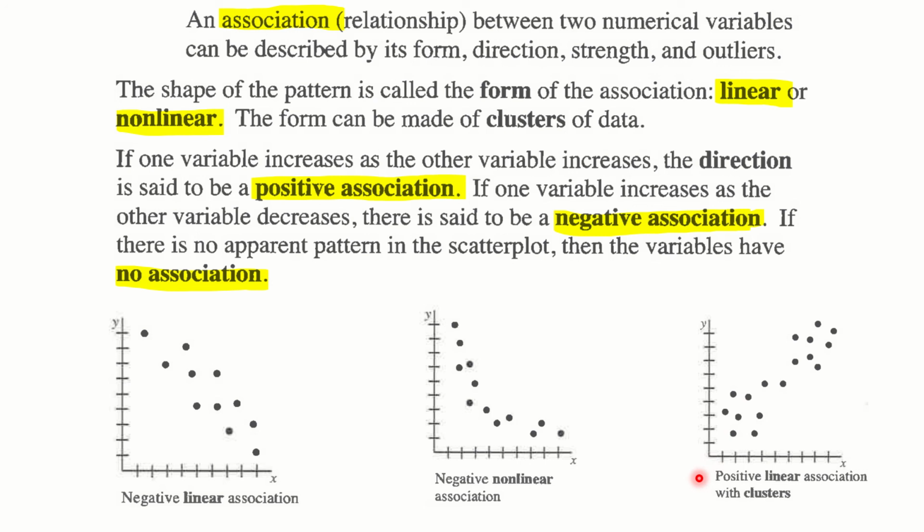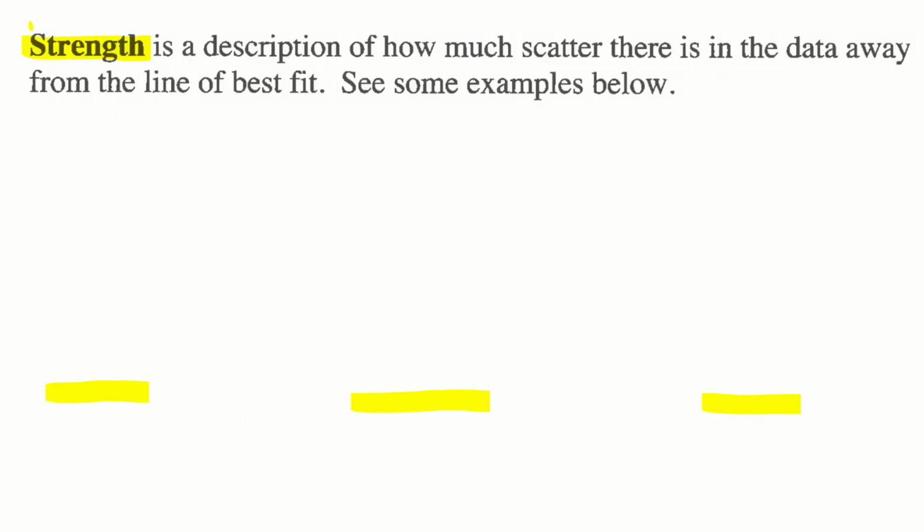Okay, so again, we've talked about form and direction. Now we want to talk about the strength. The strength is a description of how much scatter there is in the data away from the line of best fit. So here are three examples below. If we're talking about the strength, we could say this is very strong. These data points are very close to the line of best fit. There's not a lot of scatter away from that line.